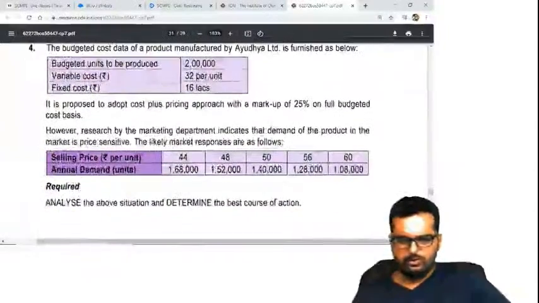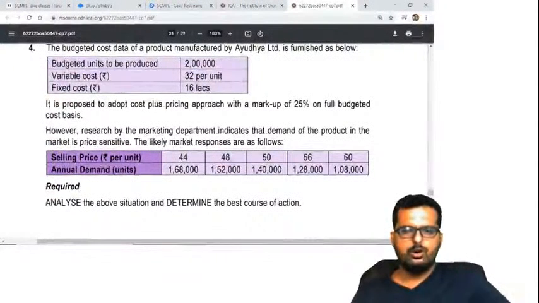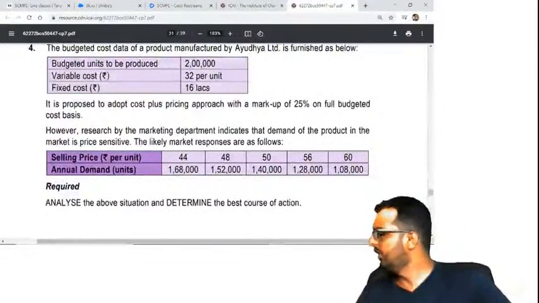There is one more question over here. Okay, this is an easy question. Can you read through it? I'll give you 5 minutes' time. Just read and understand this question, after which we will do it together.